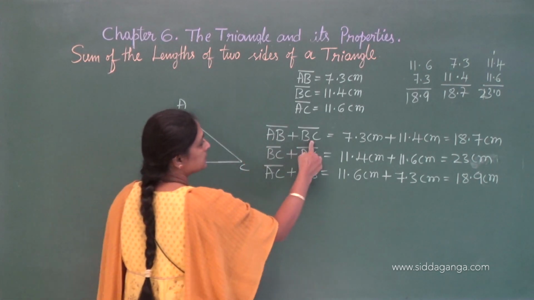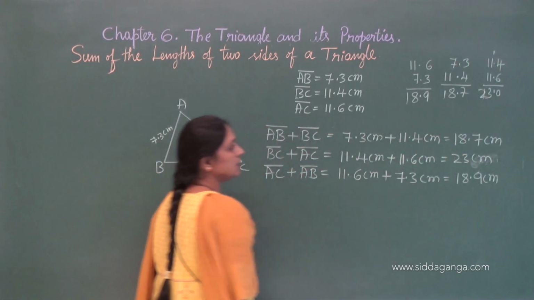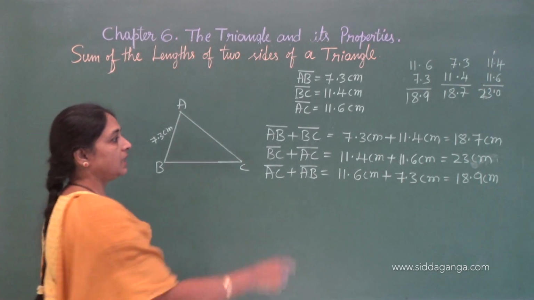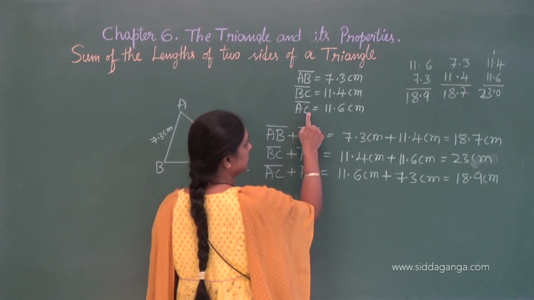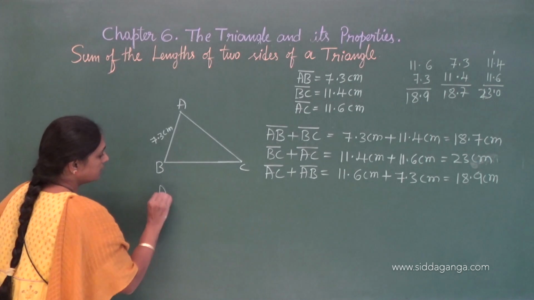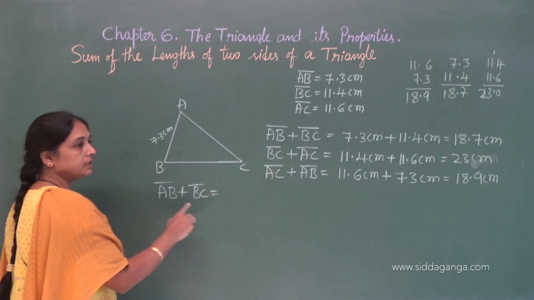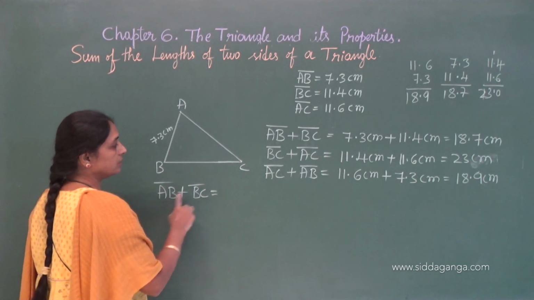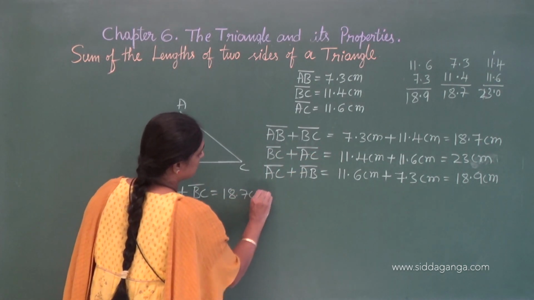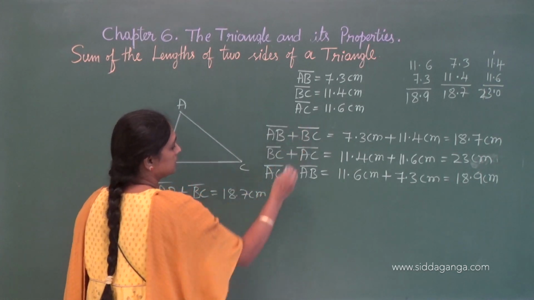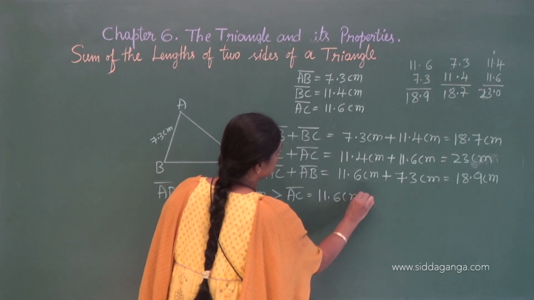Okay, what are the sides we added here? AB and BC. What is the sum of these two? It is 18.7 centimeter. Then the remaining side, except this, remaining one is AC. What is the length of AC here? That we can write. The sum of AB plus BC, we are adding the measure of lengths of these two sides, that is equal to 18.7 centimeter. It is greater than the third side, that is AC, that is equal to 11.6 centimeter.